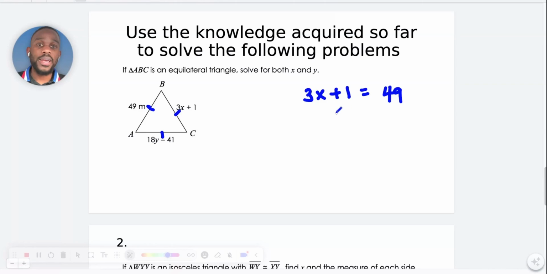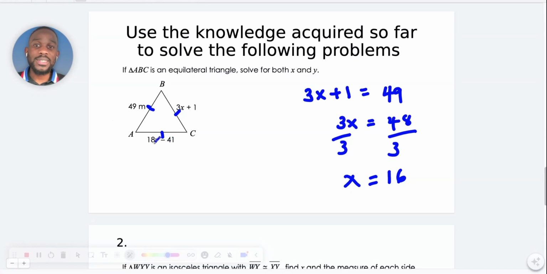meters. So if we work out this problem, subtract 1 both sides of the equation, you're going to have 3x being equal to 48, right? You divide 3 both sides of the equation, you're going to have x being equal to 16, right? What about the value of y? So this side AC should also equal to AB. Why? Because this is an equilateral triangle. Okay, so let's solve for y.